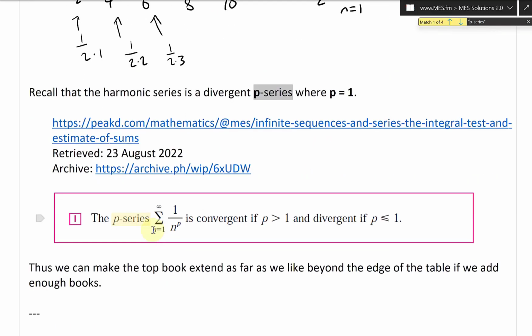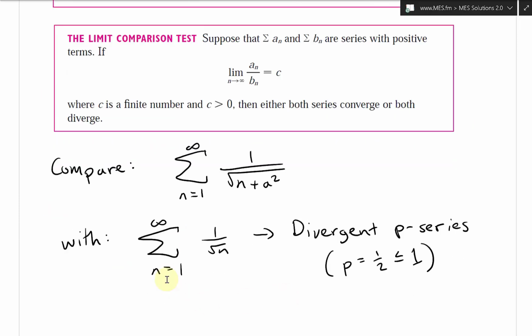And here I just quickly teleported to the earlier part where I mentioned this. So the p series, summation from n equals 1 to infinity of 1 divided by n to the p, is convergent if p is greater than 1, and divergent if p is less than or equal to 1. Yeah, so it's divergent for this. It's only convergent if p is greater than 1, and divergent for all other cases. Alright, so that's teleporting back here.